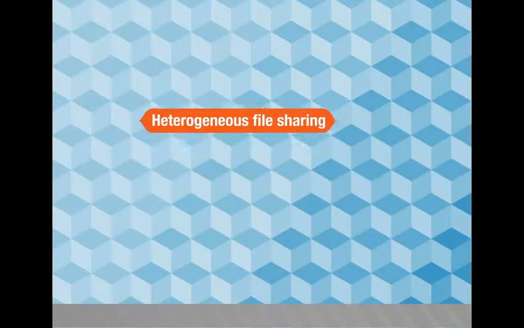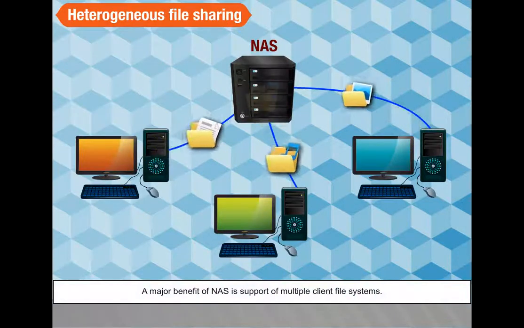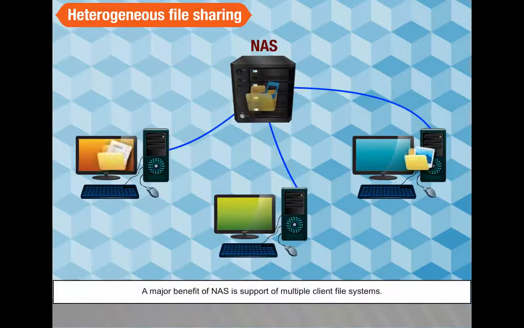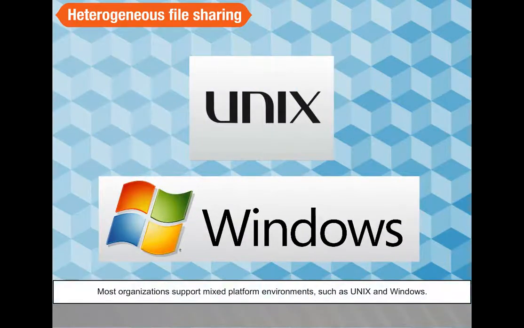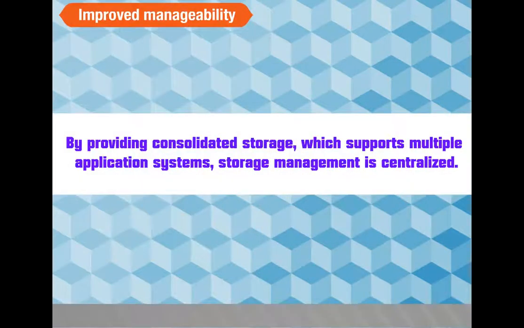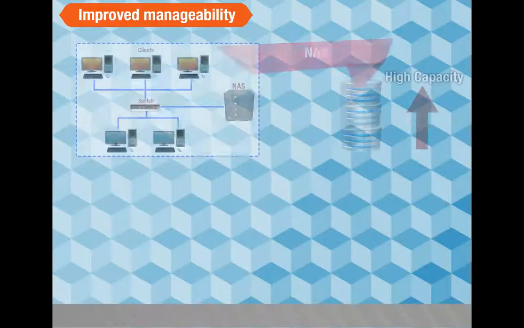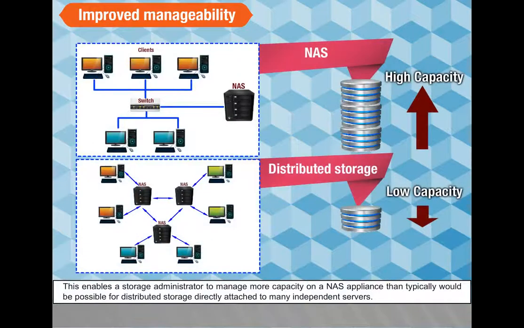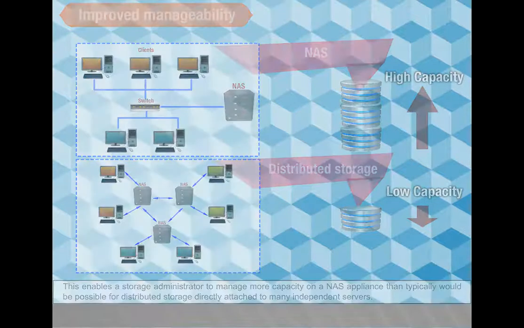Heterogeneous file sharing. A major benefit of NAS is support of multiple client file systems. Most organizations support mixed platform environments such as Unix and Windows. Improved manageability. By providing consolidated storage which supports multiple application systems, storage management is centralized. This enables a storage administrator to manage more capacity on a NAS appliance than typically would be possible for distributed storage directly attached to many independent servers.